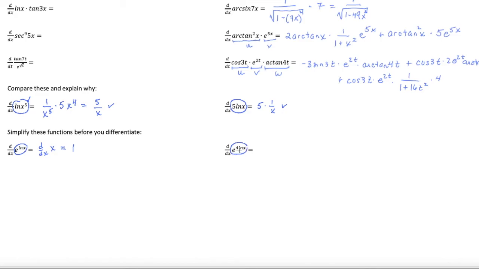We want to cancel out the e and the ln because they undo each other, but the 4 is in the way. But we can move the 4 back into the natural log expression. So we can think of this as the derivative of e to the ln of x to the 4th. And now the e and the ln cancel out, and we're taking the derivative of x to the 4th, which is 4x cubed. And that's it.